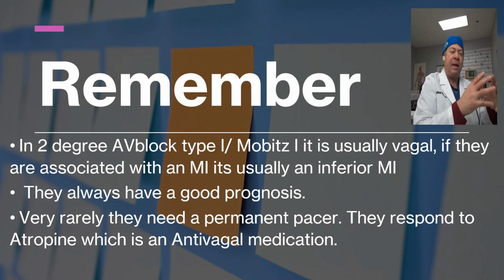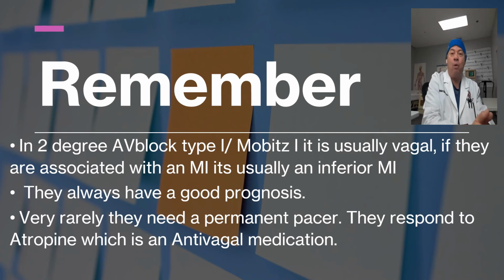So, recordando que para el bloqueo atrioventricular de segundo grado tipo 1, usualmente uno lo considera un tono vagal del nervio vago. Si en algún momento esto se asocia con un infarto al miocardio, okay, usualmente esto pasa porque es un infarto al miocardio de tipo inferior, de la pared inferior del miocardio. Usualmente tiene un buen pronóstico. No necesariamente siempre se le va a poner un pacemaker, un marcapaso, y ellos responden bien al medicamento de atropina, ya que la atropina es un medicamento antivagal, es decir, que evita esa acción de lo que hace el nervio vago.